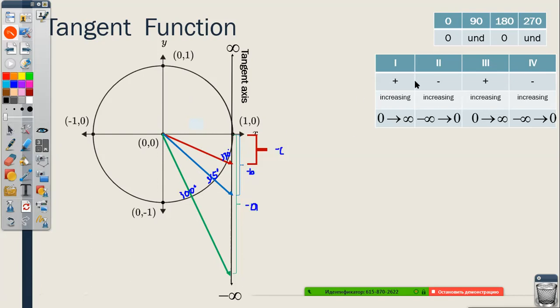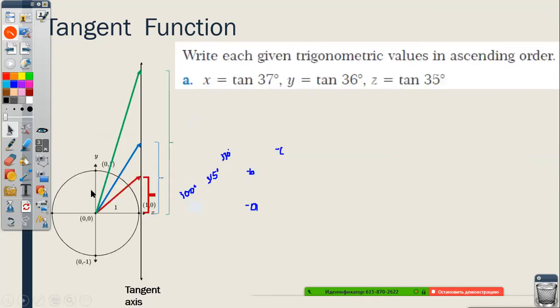So in first and third quadrants, tangent is positive. In second and fourth, it's negative. But in all quadrants, tangent is increasing. Here, the values of the tangent go from minus infinity to positive infinity. Now, let's do some examples.